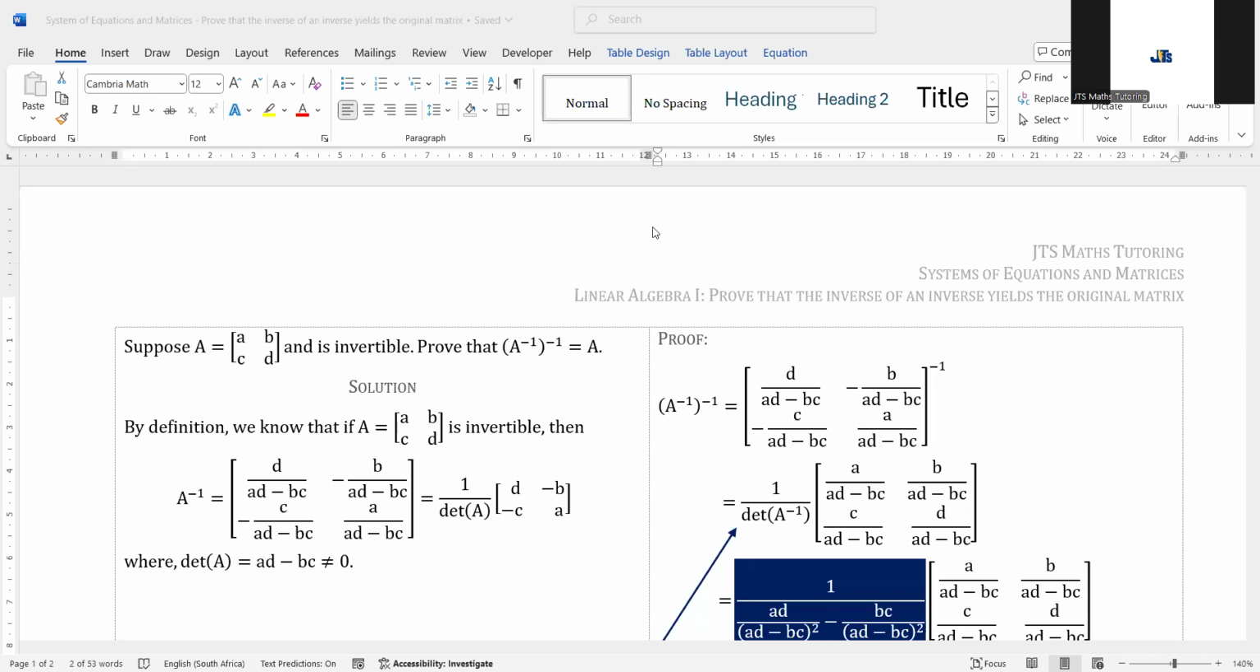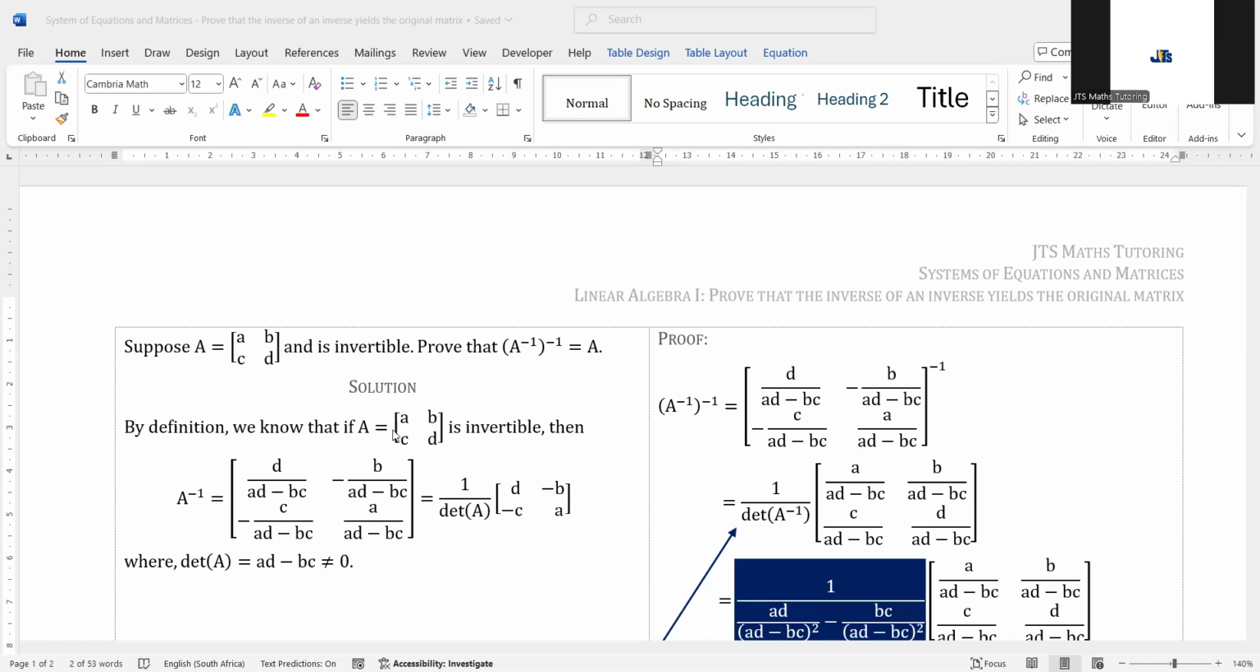Today, we just want to prove that if we take the inverse of a given matrix, we will arrive at that original matrix. Let's get going. Suppose A is a 2 by 2 matrix with the entries a, b, c, d and is invertible. Prove that the inverse of the inverse of A is A.